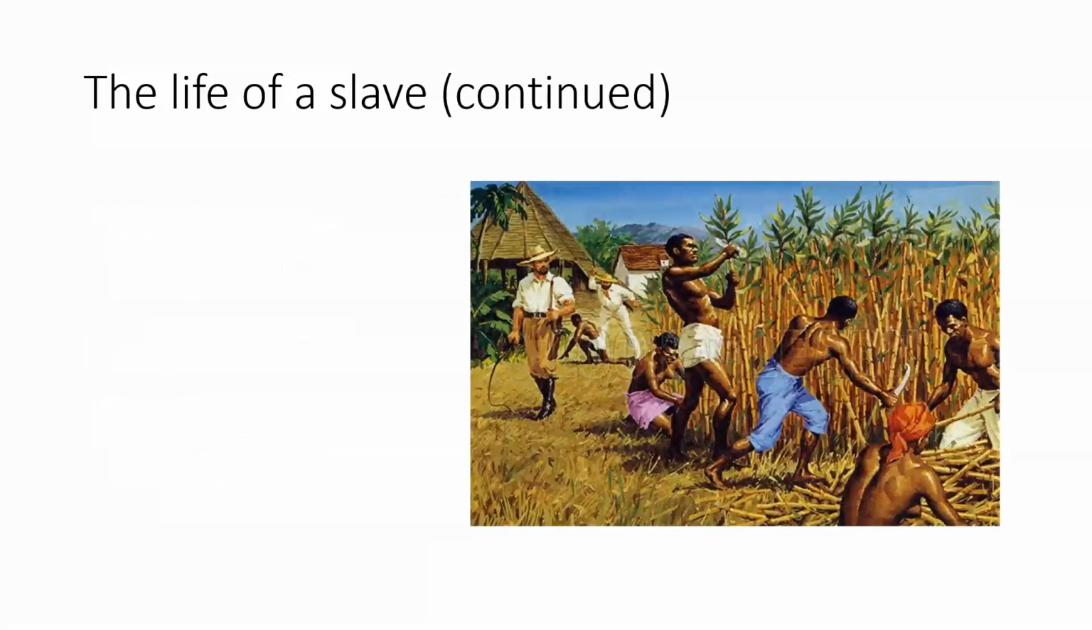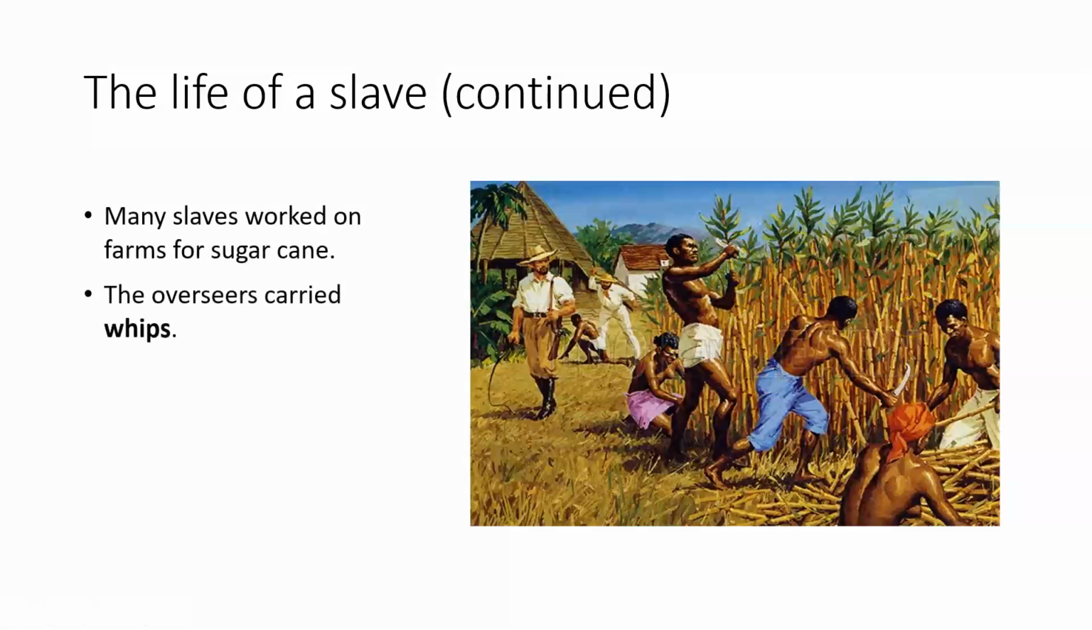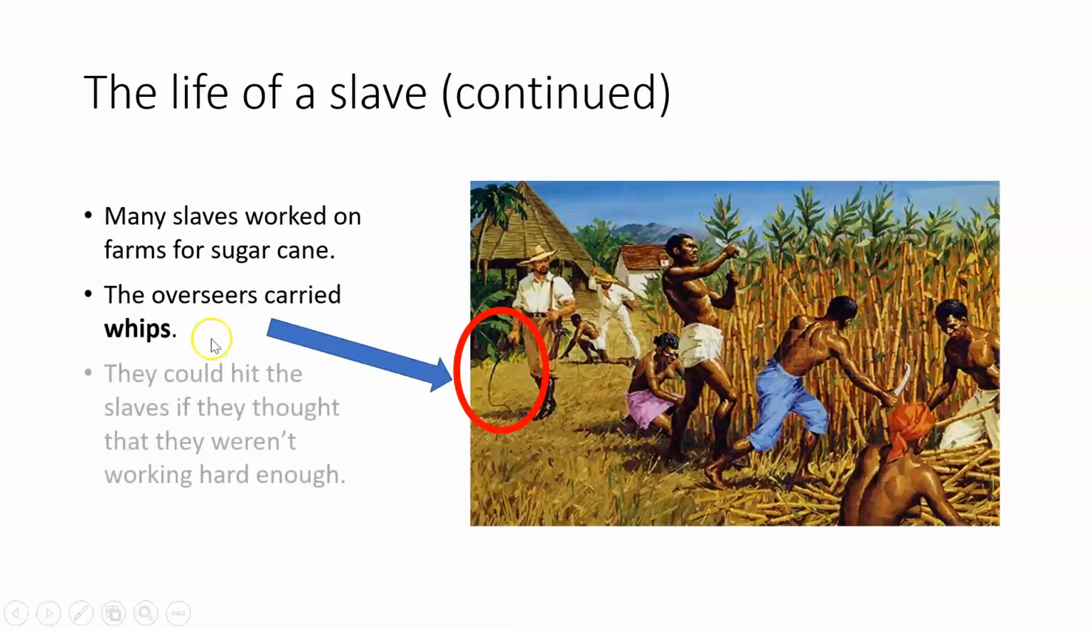You can see here these men are working on some sugar cane. Many slaves worked on farms for sugar cane. And the overseers, do you remember the word overseer? This is an overseer and this is an overseer. These overseers carried whips. What's he carrying there? Do you see it? The name of this thing is a whip. They could hit the slaves if they thought they weren't working hard enough.